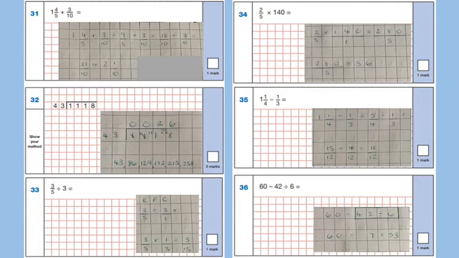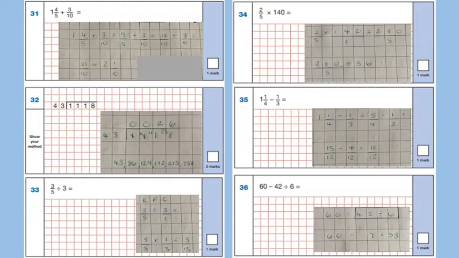Number 32, we've got 1118 divided by 43. So here you can see I've written out multiples of 43 along the bottom. Again, you don't need to know those off by heart. It is absolutely fine just to add 43 on each time. I have done 43 into 1, which I can't do, so I carried that across. I've then got 43 into 11.